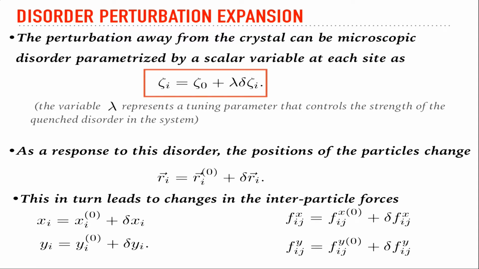the positions of the particles, which were initially in the crystalline position, represented by Ri, the 0 representing no disorder in the system, change by some delta Ri, and this in turn leads to changes in interparticle forces. So if you just write it out as xi, yi, you can then write down the changes in the interparticle forces. So the scheme seems clear. You do a perturbation expansion about the crystalline state, and you try to then find how these forces change.